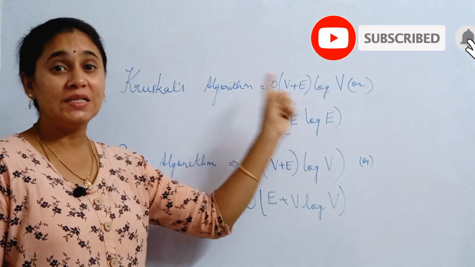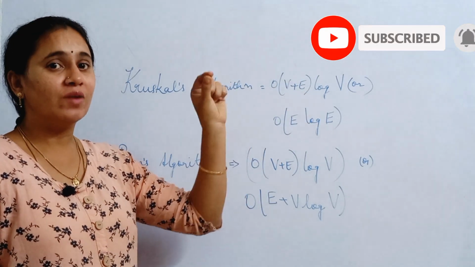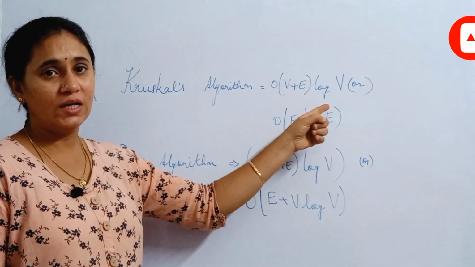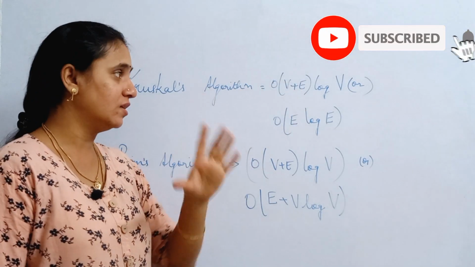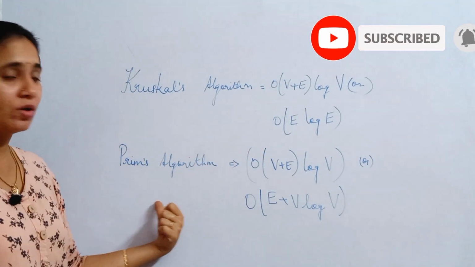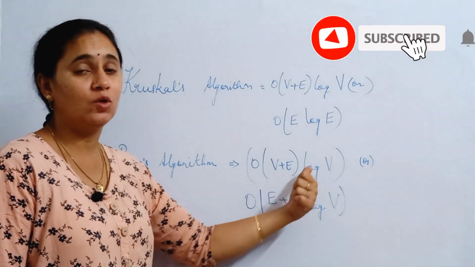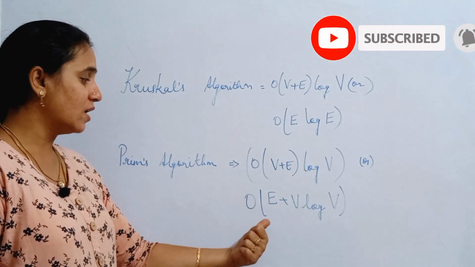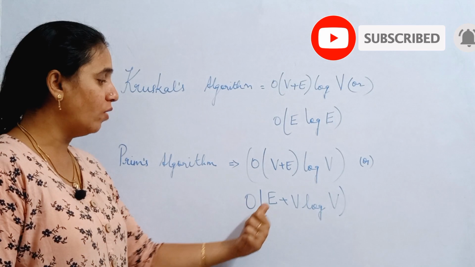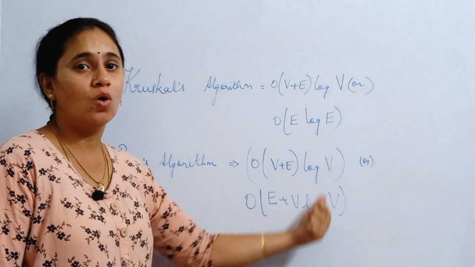So what is V plus E? V plus E is nothing but from the vertex we are selecting only one edge. So that is being represented. So for Prim's algorithm, you have the same time complexity as O of V plus E log V, and this is another time complexity, that is O of E plus V log V.